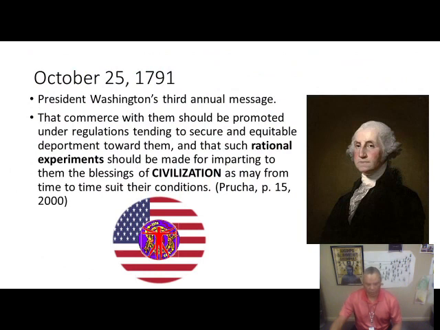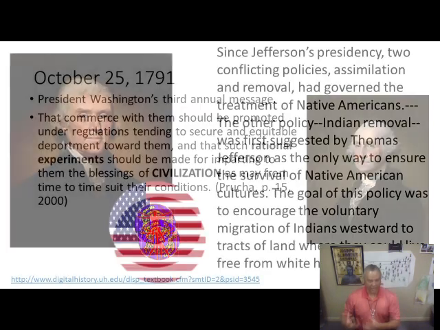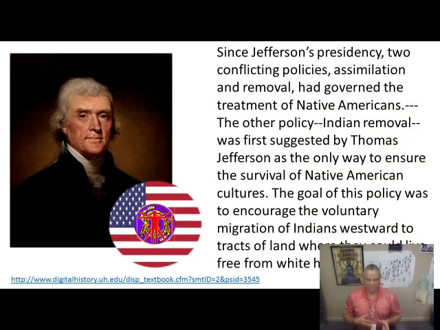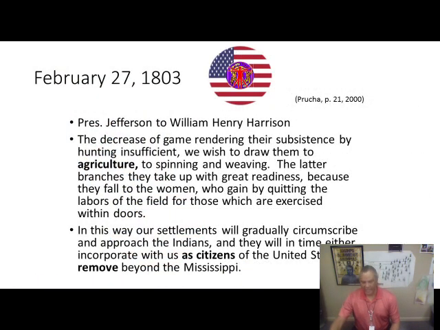So by 1791, George Washington begins proposing irrational experiments to see if they can't ramp up civilization among the tribes. And so Thomas Jefferson inherits this. And so his policy is maybe we need to remove them so that way they can maintain who they are, maintain their culture, but we should also provide some form of education. So in 1803, he proposes teaching tribes how to maintain agriculture, even though, quite frankly, the mound building tribes had a form of agriculture for eons, as did most tribes.